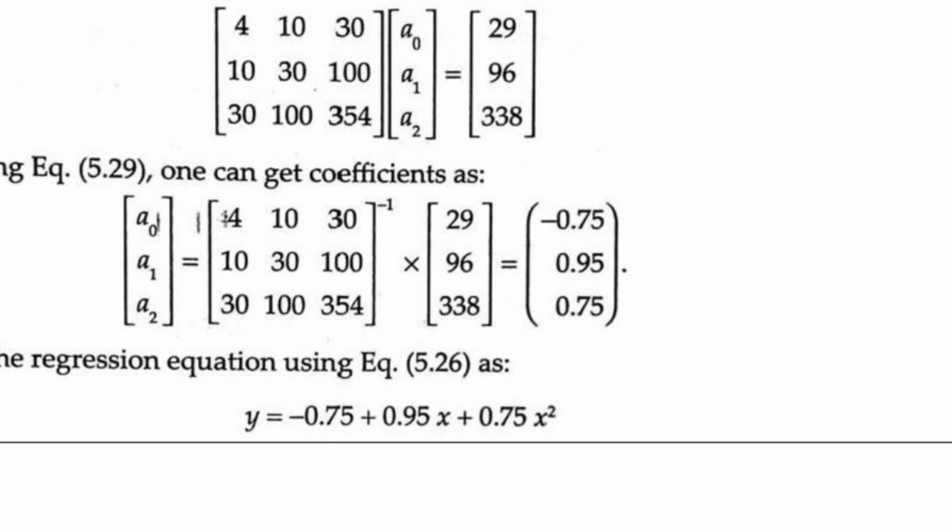So y is expressed as a0 = -0.95, plus 9.95 into x, plus 0.75 into x². You substitute the value of x, and you get y.